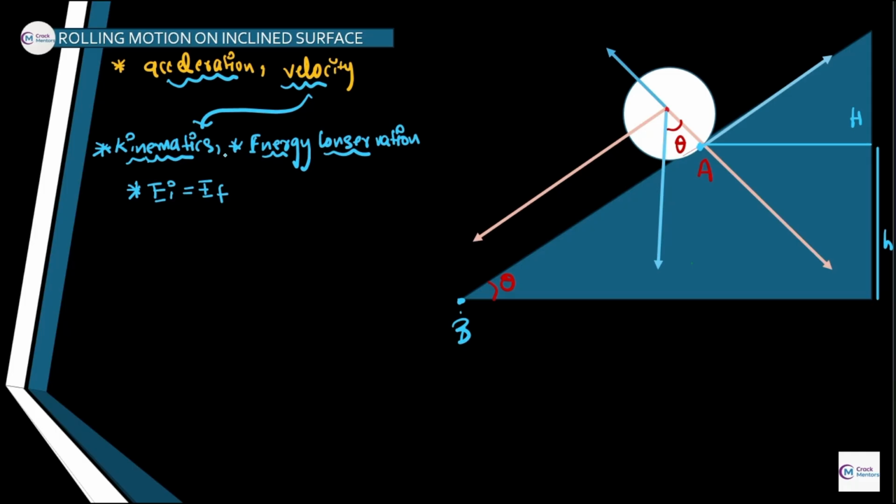Just let me copy some slides. Now let us move on to a different part. What is initial energy? I have changed the color as well. Kinetic energy initial plus potential energy initial equals kinetic energy final plus potential energy final.